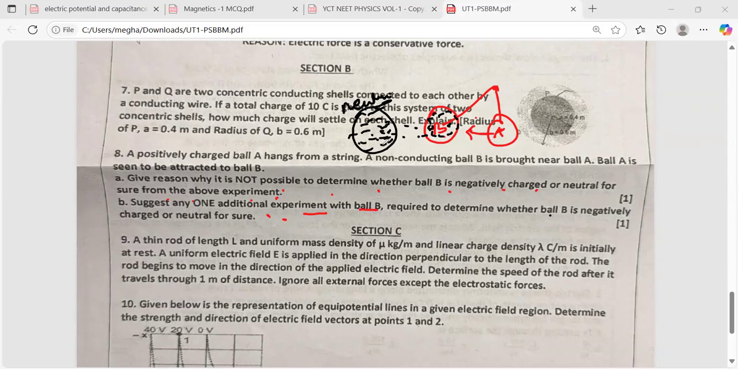negative charge or repulsion is the surest test. If you want to test whether it is negatively charged or not, only repulsion can give you the correct answer. So you can also go through the same answer from the NCERT textbook. That means you'll be able to get the conceptual answer.